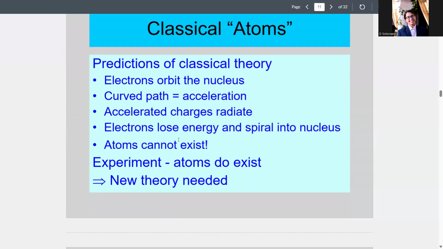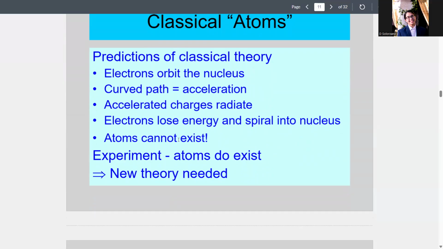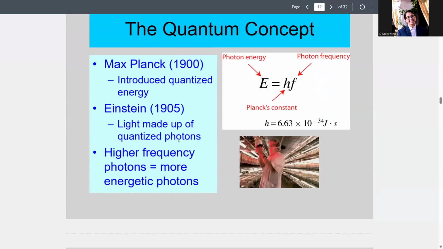Basically, atoms shouldn't be able to exist with the classical mechanical theory that we have, or the physics that we know of. So we need a new theory, which is where we get quantum mechanics, because something so small as an atom and its electrons act differently than things on a larger scale.